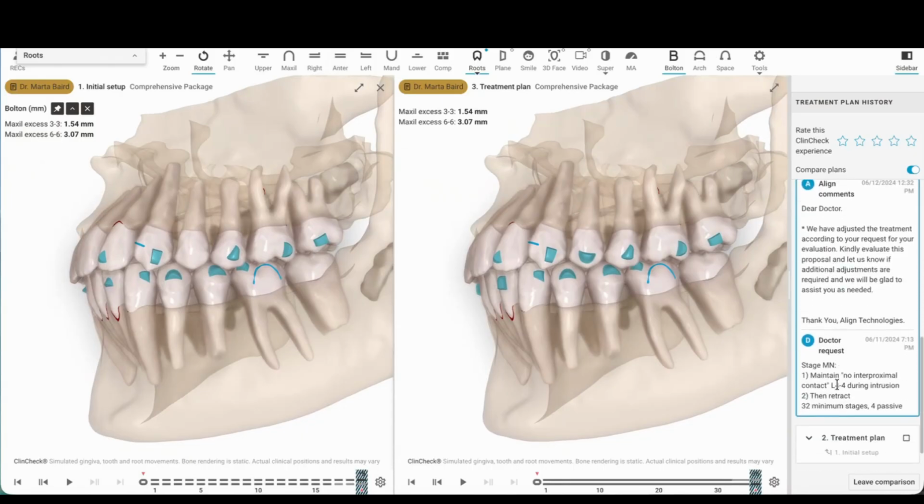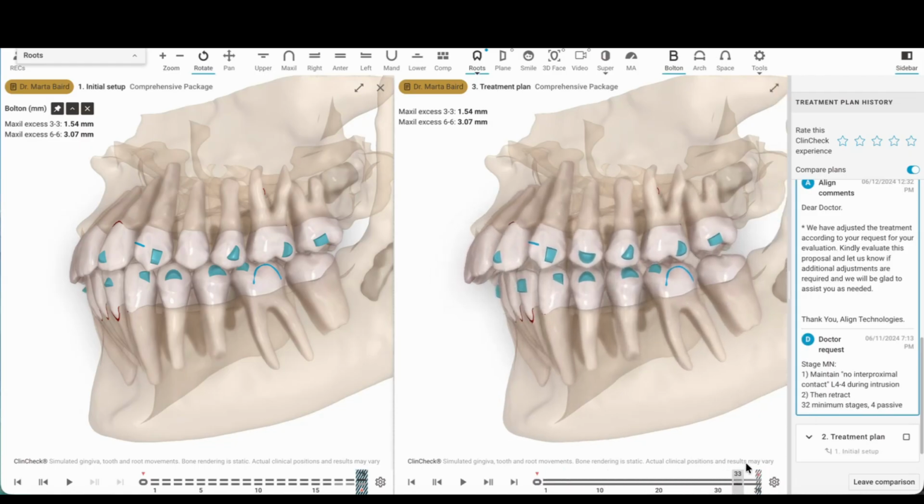I asked them to do certain custom staging, but at the time I hadn't really fully evolved my deep bite staging pattern. I just said, hey, do this staging and then give me 32 stages. So this is how it turned out.